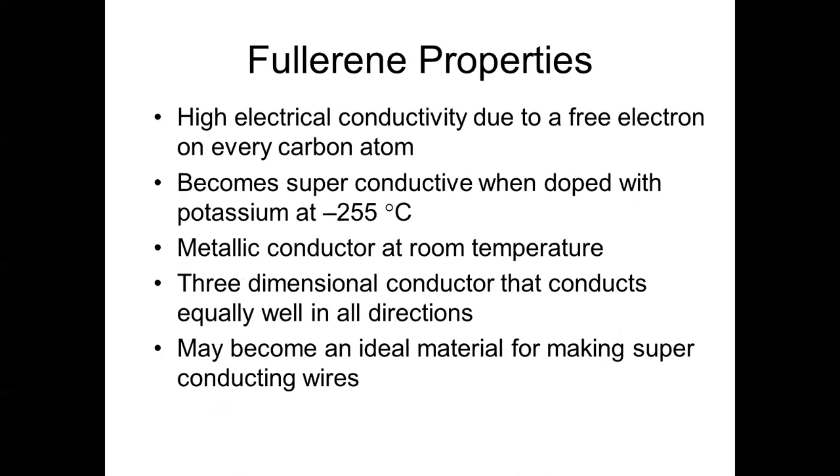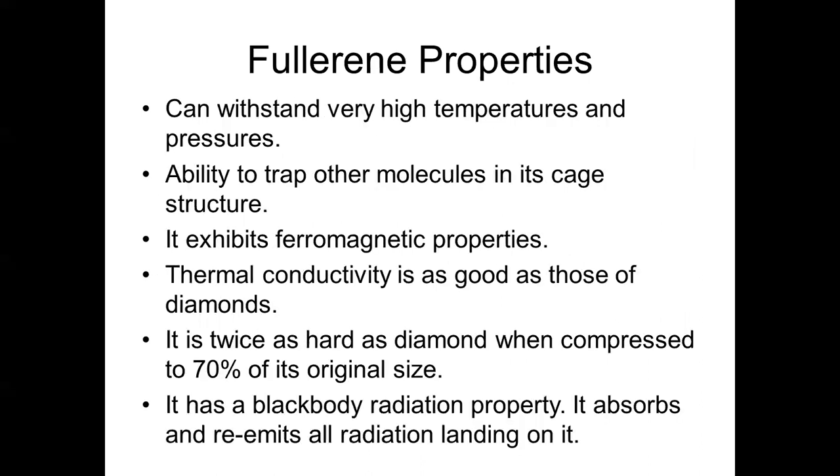So fullerene properties: they have high electrical conductivity due to a free electron on every carbon atom. It becomes superconductive when doped with potassium at minus 255 degrees C. It's a metallic conductor at room temperature and a three-dimensional conductor that conducts equally well in all directions. And it may become an ideal material for making superconducting wires.